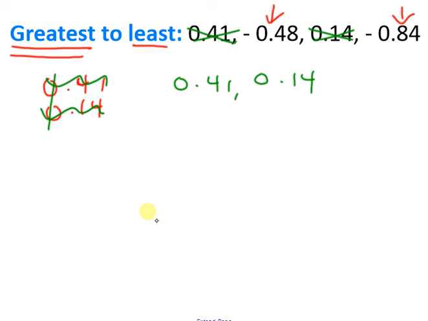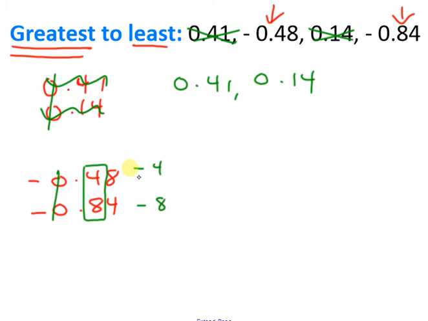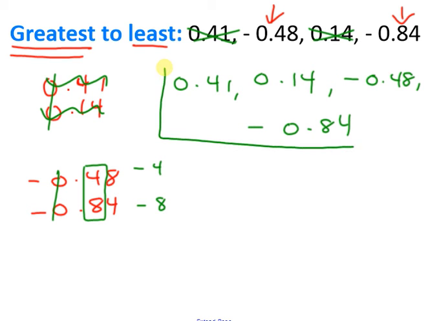And now I'm going to go back and take care of my negative numbers. Negative 0.48, negative 0.84. And again, remember, I'm looking for the greatest. Okay, so my zeros cancel, and here I have a -4 and a -8. So which is bigger, -4 or -8? -4 is bigger, okay? So then I'm going to have negative 0.48 and negative 0.84. And these are now in order from greatest to least.